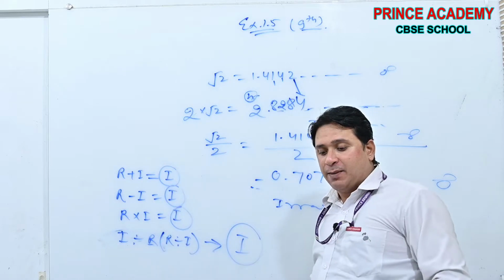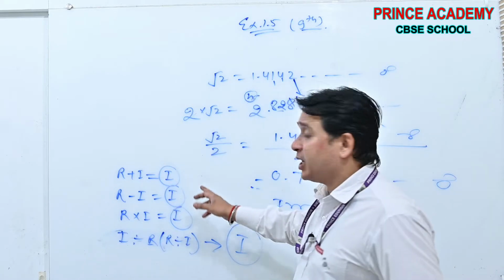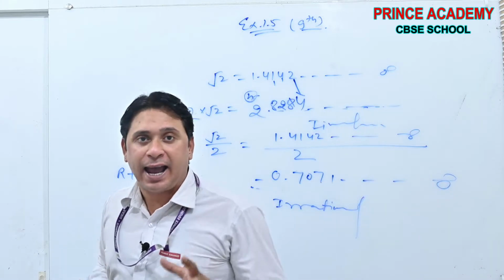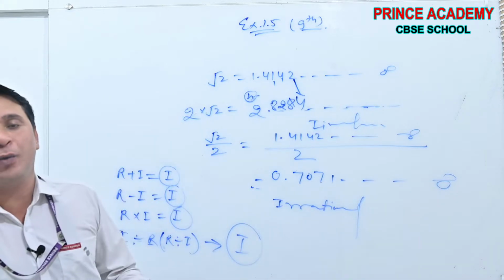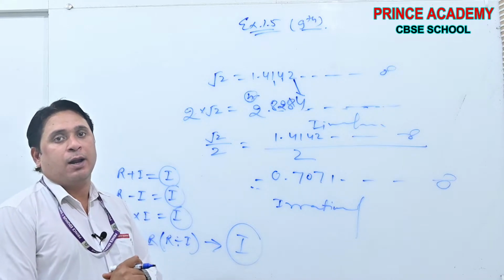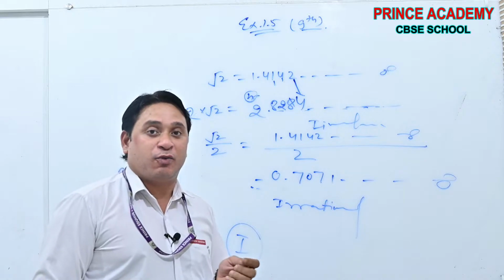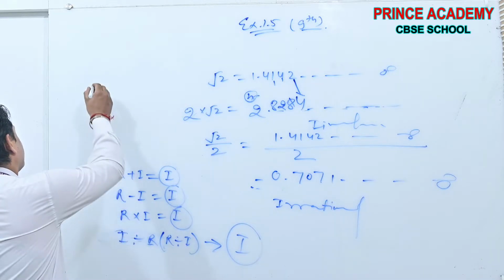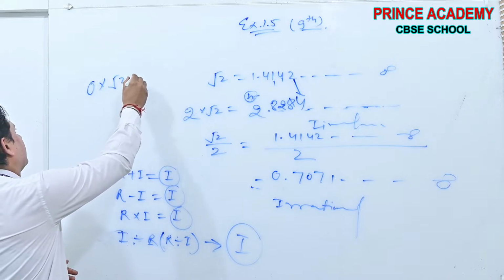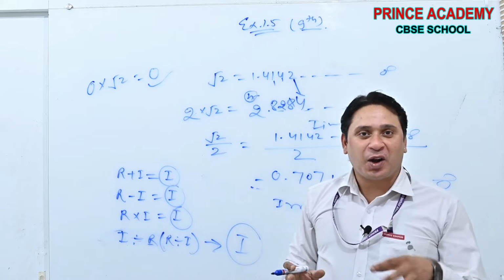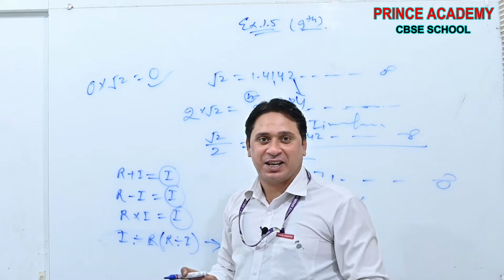All the elementary operations, addition, subtraction, multiplication and division, you will get what you will get. Only there is one number which can contradict this. If you see 0 into root 2, what will it be? Yes or no? See beta, contradiction is always there.